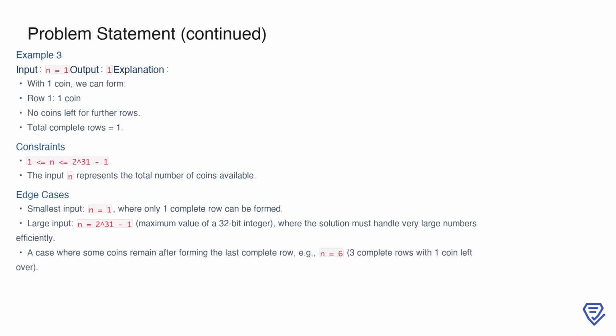Let's also review the constraints and edge cases for this problem. The input n will always be at least 1 and can go up to 2 to the power of 31, which is the maximum value for a 32-bit integer. This means our solution needs to handle very large numbers efficiently. Some edge cases to consider include the smallest input, n equals 1, where only 1 row can be completed, and a case like n equals 6, where you can form 3 complete rows with 1 coin left over. Finally, for the largest input, n equals 2 to the power of 31, the solution must still work correctly and efficiently, even with such a huge number of coins.